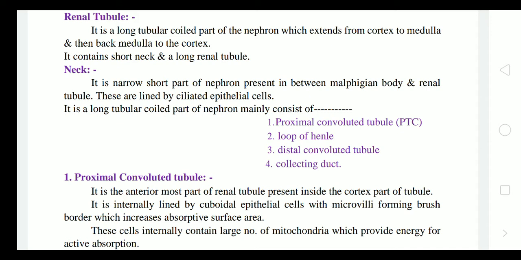It is a long tubular coiled part of the nephron, mainly consisting of proximal convoluted tubule, loop of Henle, distal convoluted tubule, and collecting duct.